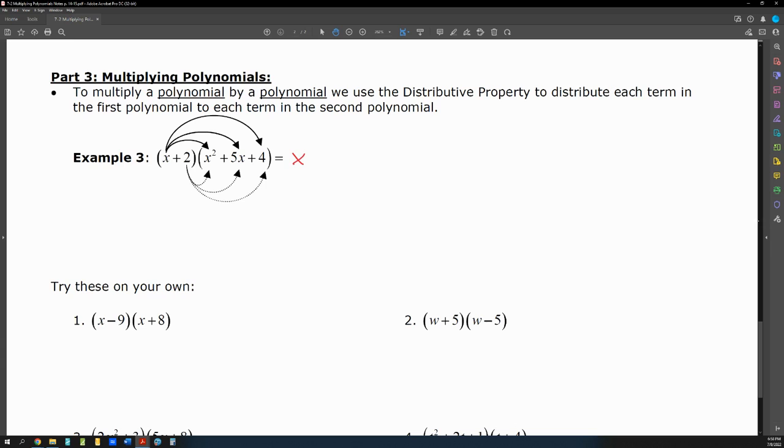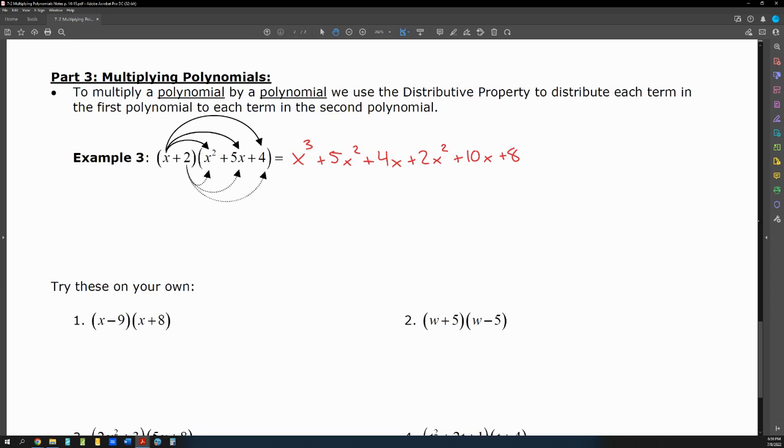So x times x squared is x cubed, x times 5x is 5x squared, and x times 4 is 4x. Now we're going to multiply 2 by everything in the trinomial. So 2 times x squared is 2x squared, 2 times 5x is 10x, and 2 times 4 is 8. Now we've got a long polynomial that can be simplified.